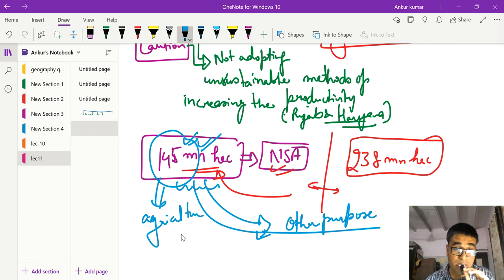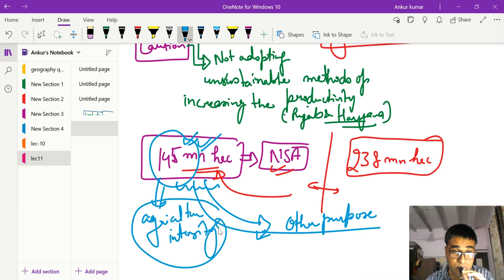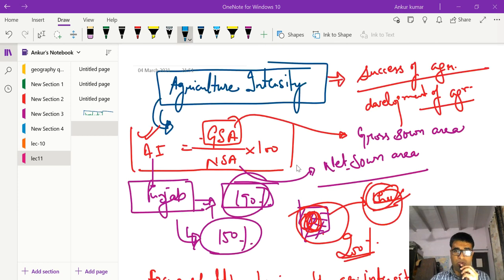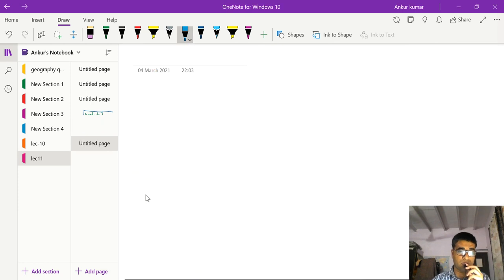We have to increase the agriculture intensity, और कुछ बचता ही नहीं है. एग्रीकल्चर इंटेंसिटी को ही इंक्रीज करना पड़ेगा जब यहाँ से लैंड हटकर दूसरे एरियाज के अंदर डाइवर्ट की जा रही है. ठीक है, so this was the agriculture intensity topic. Okay, moving on to the next topic, which is again a very important topic.